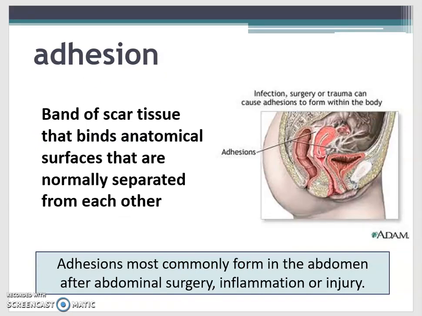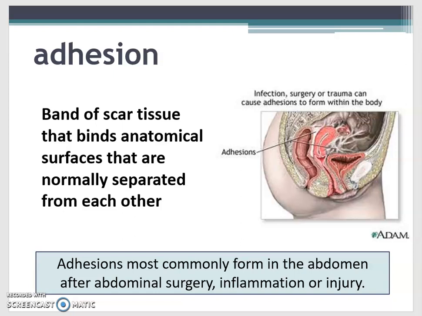Okay, some random medical terms that you are going to be using throughout the semester, and you might as well learn them now. And so we present them in Chapter 2, and you will be tested on these, so make sure you get them down. An adhesion is a band of scar tissue that binds anatomical surfaces that are normally separated from each other. They're most common after surgery, inflammation, or injury.